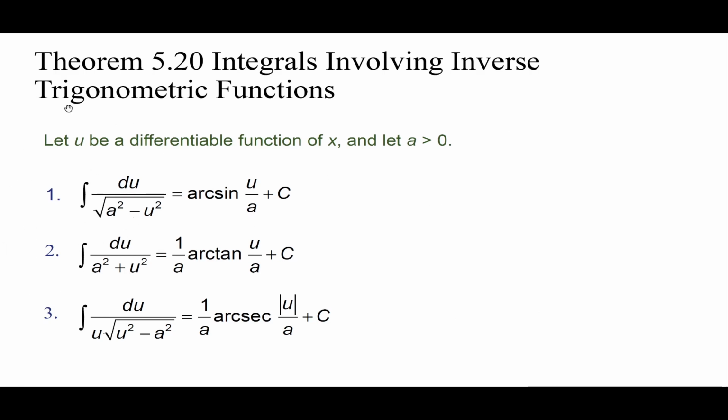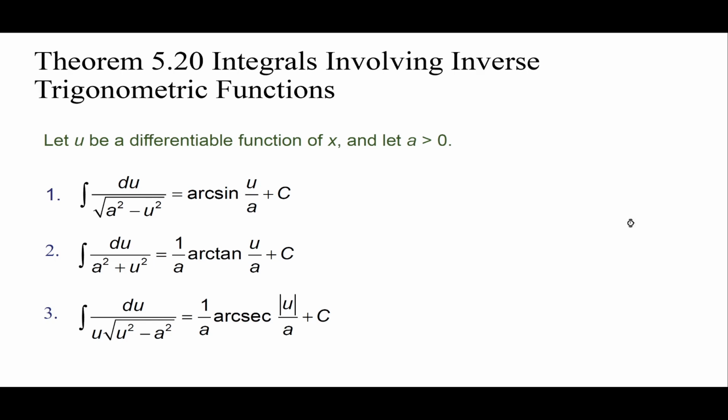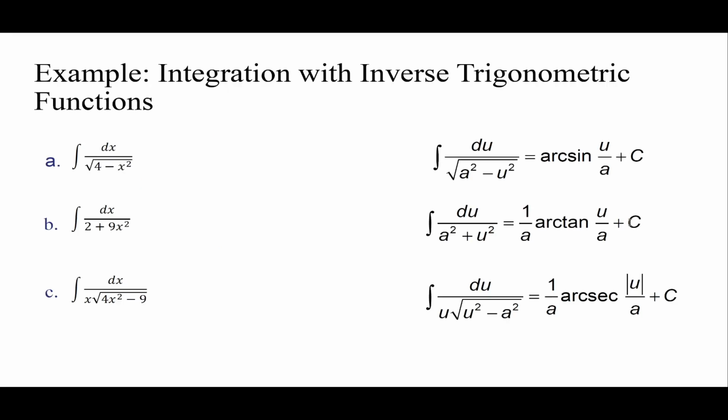So now we're going to use them as formulas. Integration of 1 over the square root of a squared minus u squared is sine inverse of u over a plus a constant. Integration of 1 over a squared plus u squared is 1 over a times tan inverse, arctan, of u over a plus a constant. This theorem can be verified by using the very same approach I was explaining here. So let's look at some examples.